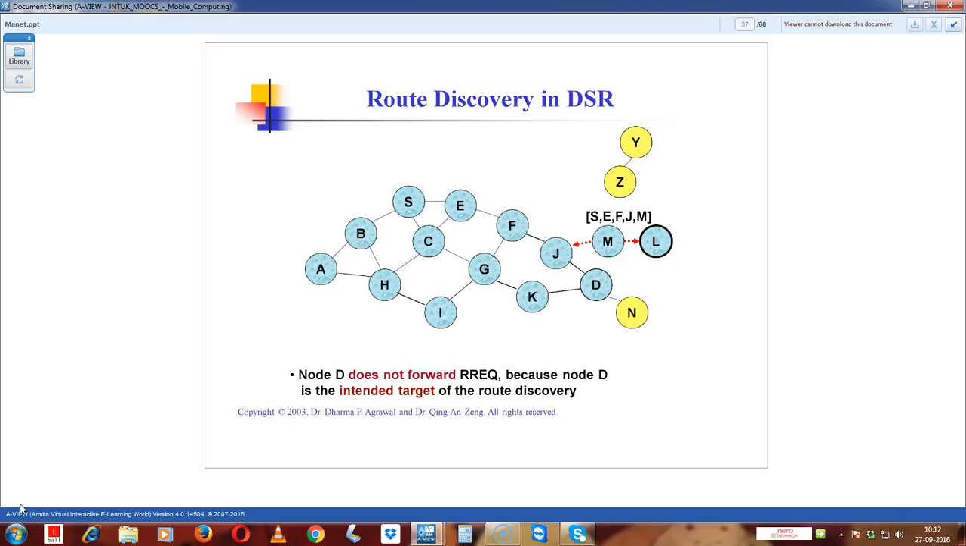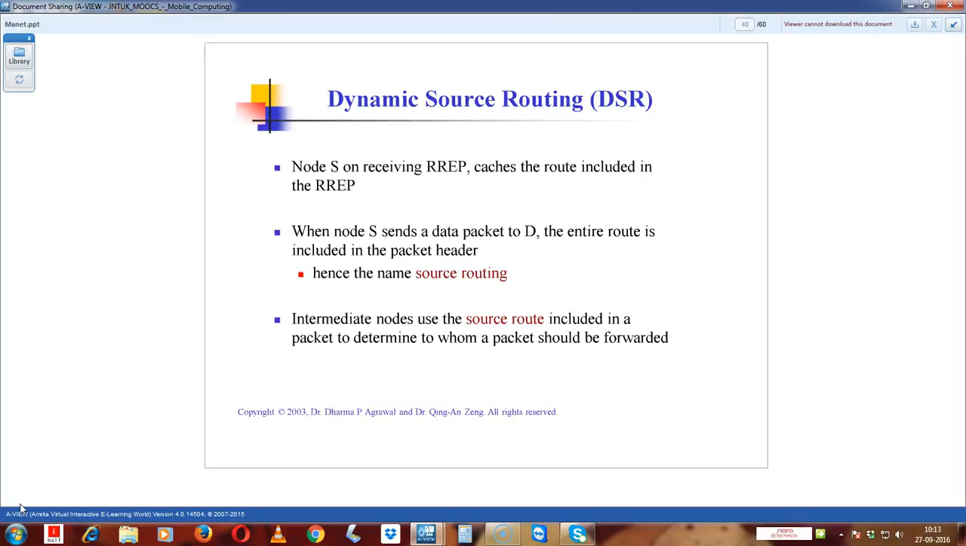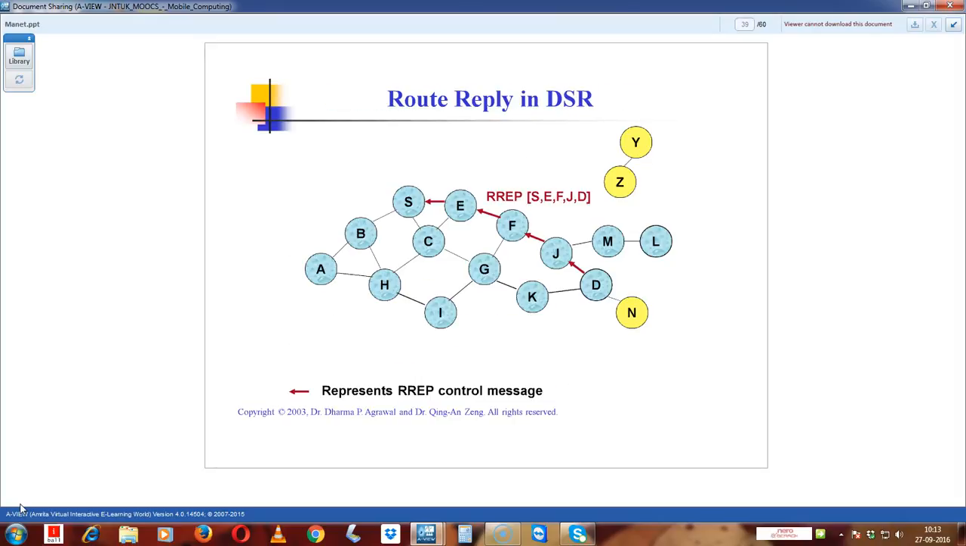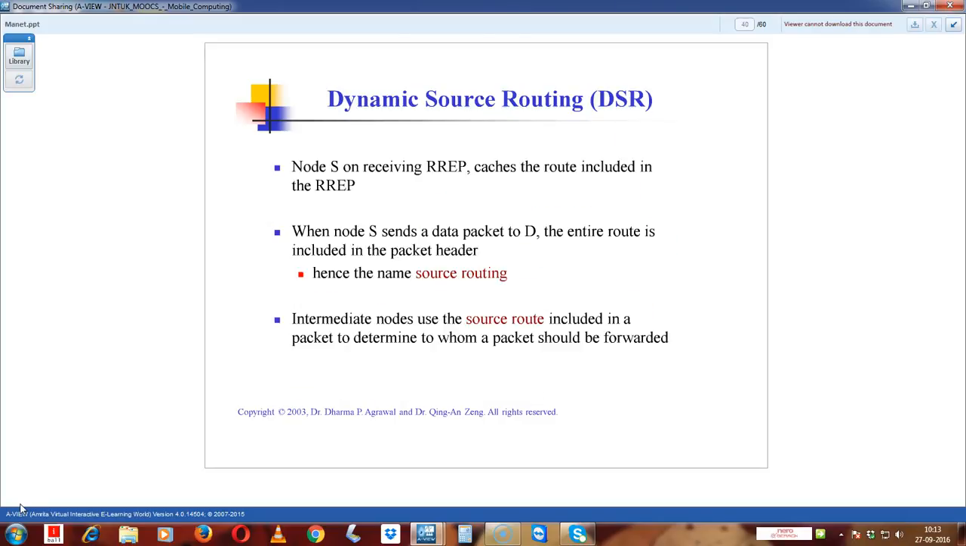Okay. So this packet. Now you need to maintain the route. Okay, you want to maintain the route, and then you can actually transfer the packet from source to destination.